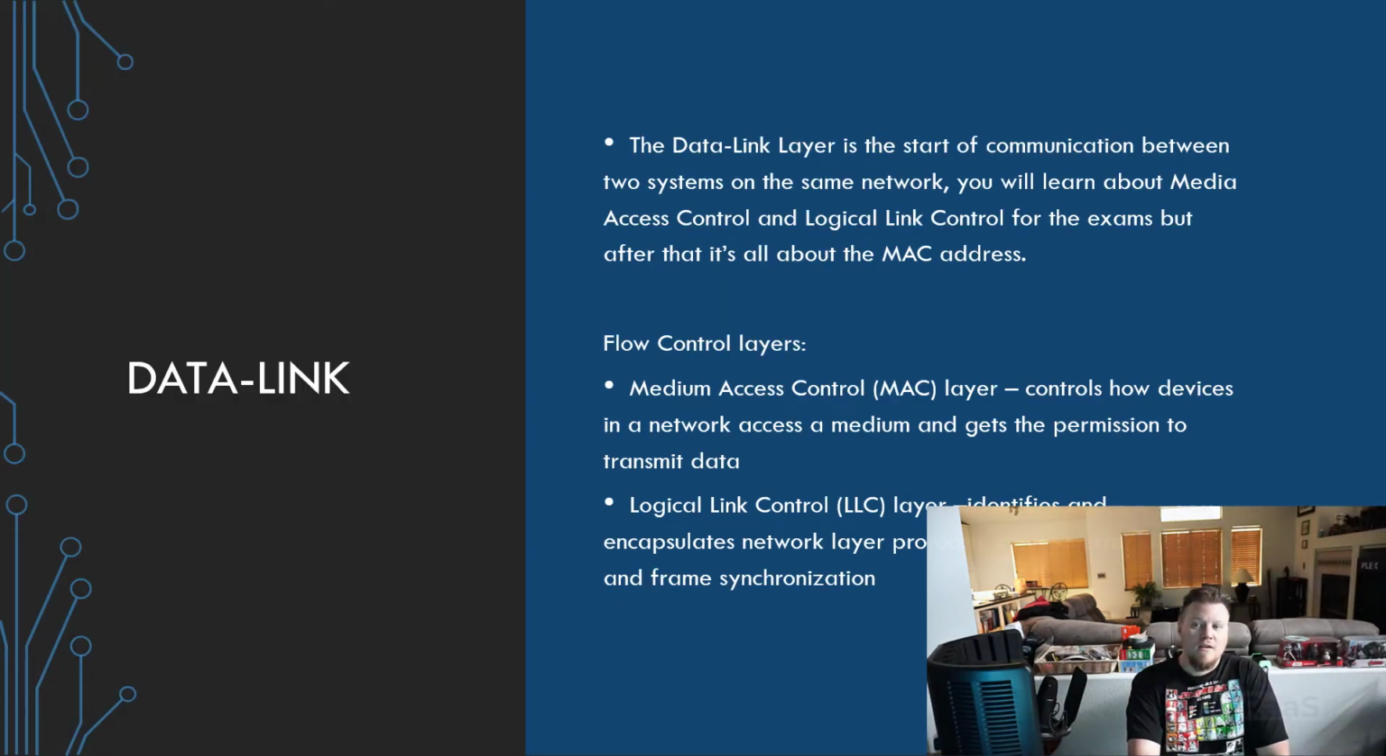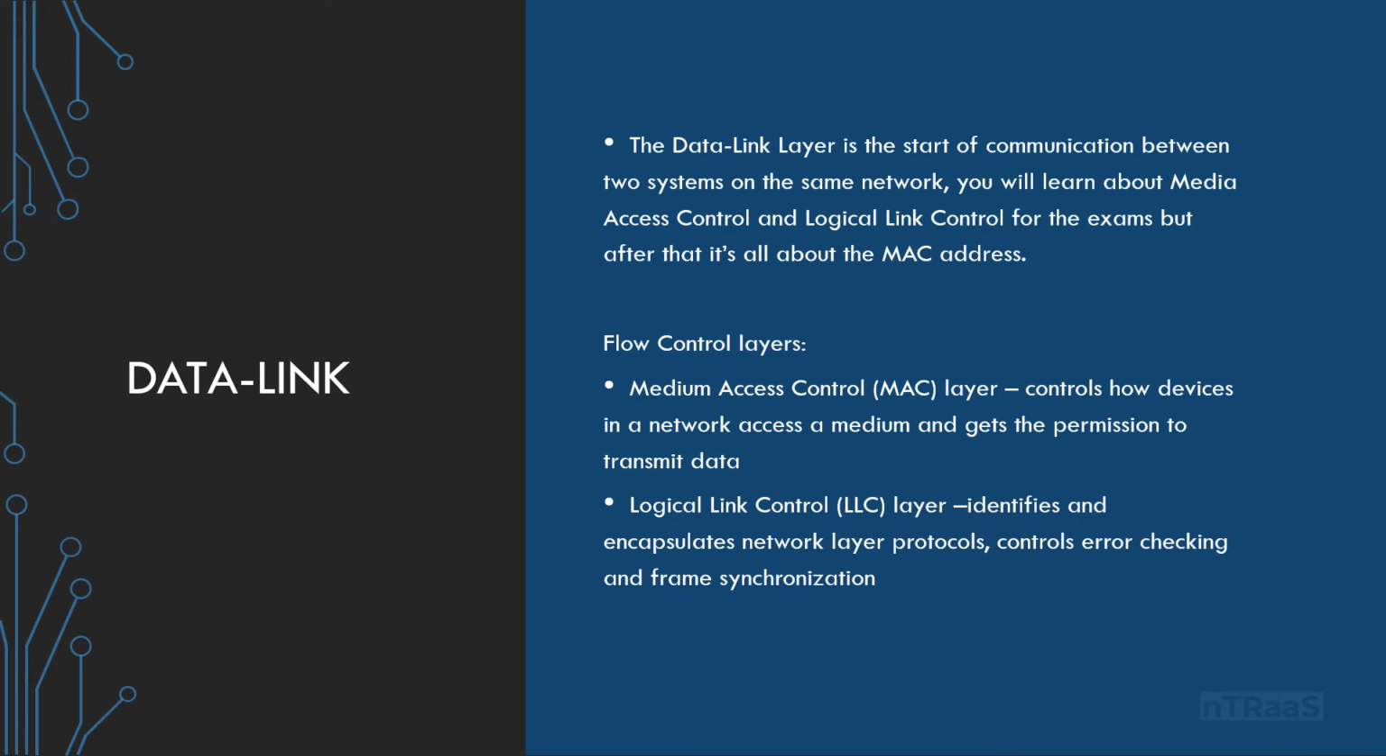On to data link. So the data link layer is the start of communication between two devices on the same network. You'll learn about media access control and the logical link control for the exams, but once you learn about MAC and LLC, I have really never ever used that in my professional life. So be aware of the flow control layers. The medium access control, or MAC layer, controls how devices in a network access a medium and then gets the permission to, of course, transmit said data.